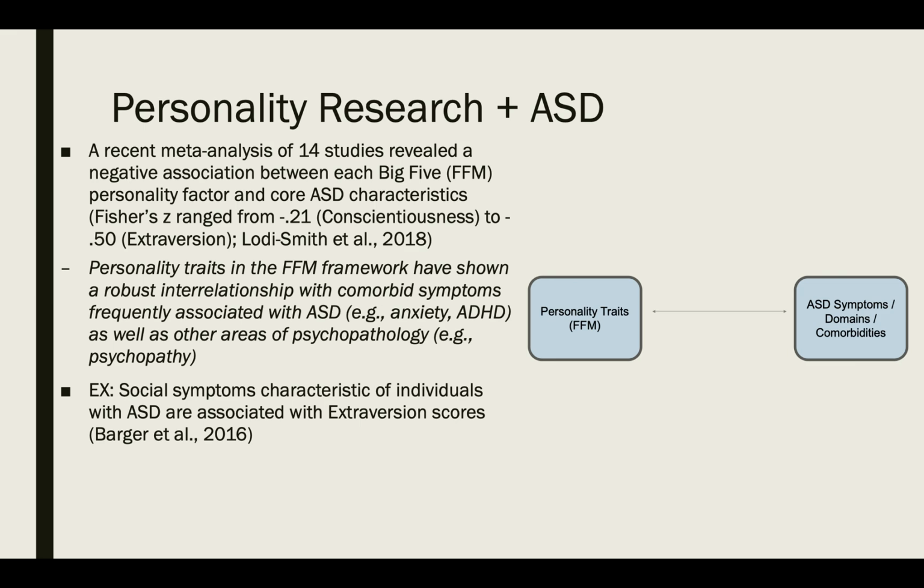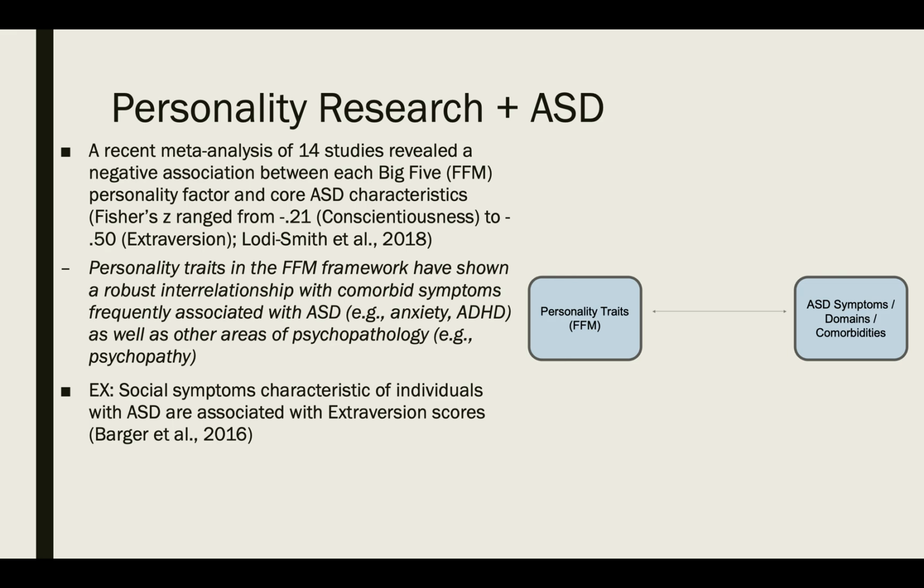There is a growing body of research at the intersection of personality and ASD that presents a promising direction. A recent meta-analysis of personality research in ASD revealed a negative association between each of the personality factors from the five-factor model and core ASD characteristics. This application of personality research has been employed in other mental health fields and has proven useful in better understanding the underlying characteristics and etiological causes of various clinical symptoms and disorders, such as anxiety, ADHD, and psychopathy.